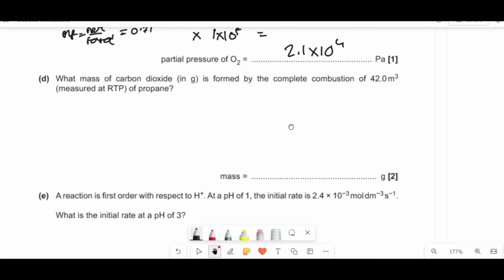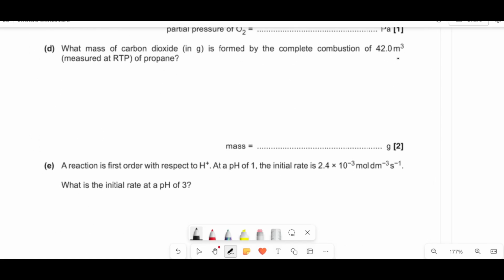There you go. What mass of carbon dioxide is formed by the complete combustion of this much propane? So real quick, you've got to sketch out an equation because there's no way around it. Here, we're burning C3H8, we're giving it O2, and we end up getting 3CO2, and the rest I don't care about. All I know is that they're in a 1-to-3 ratio. That's all I care about. They've told you that we're combusting this much propane at room temperature and pressure.